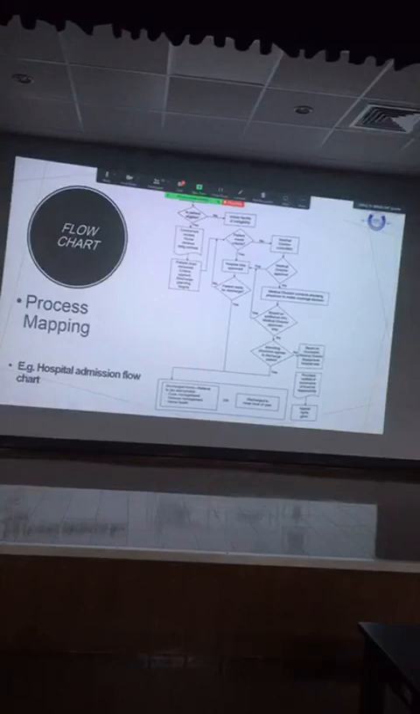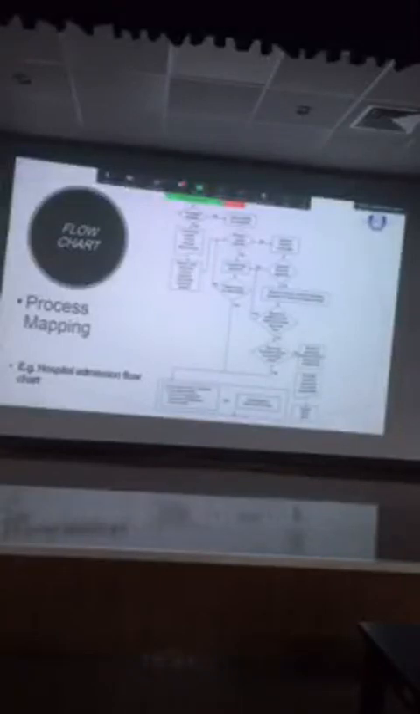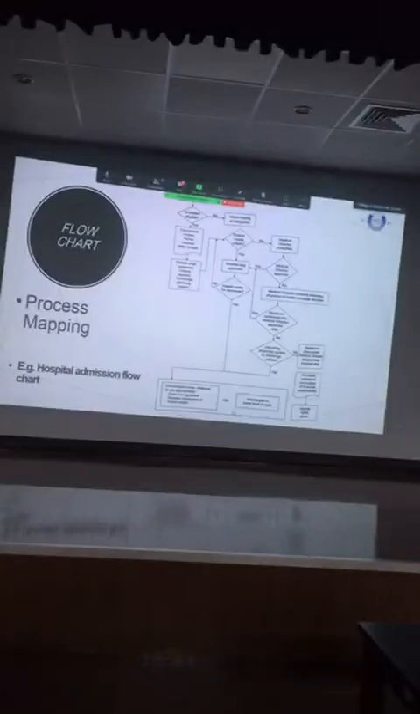This is an example of an admission flow chart. So you want to identify the process. You start with patient arrived, is he eligible or not? Yes, no, and then you lay out the whole process. Once you lay out the whole process, it will be very easy for you to detect a bottleneck in your flow.